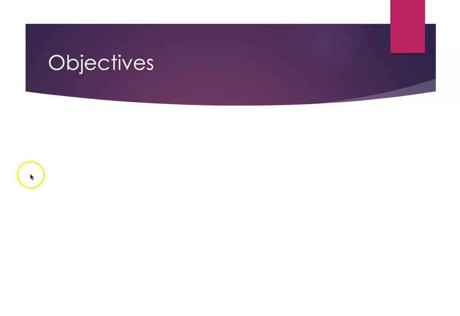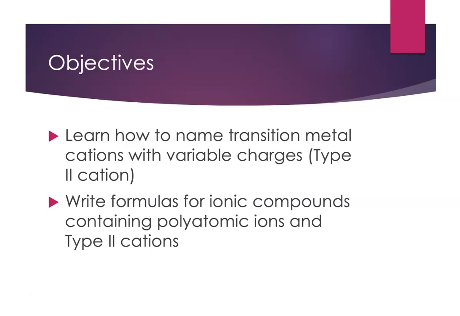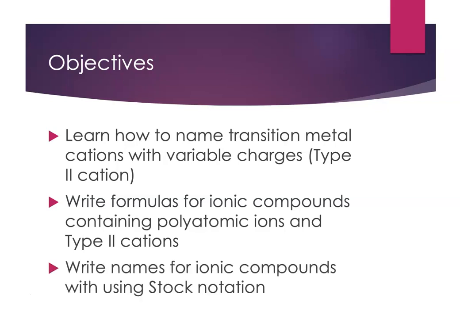Okay, so what do we want to accomplish in this webcast today? First, we need to review how to name transition metal cations, the ones that have variable charges. The textbook I teach from calls these type 2 cations. And then we're going to do some formula writing for ionic compounds, specifically ones that contain polyatomic ions and these type 2 cations. And finally, we're going to write names for these ionic compounds using stock notation, which is the system that we use when we have these variable charges for our transition metals.